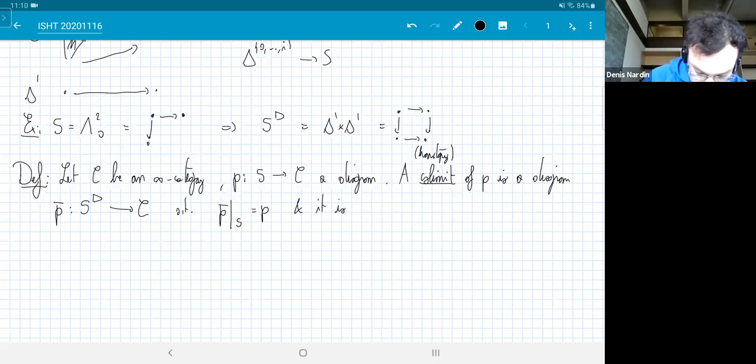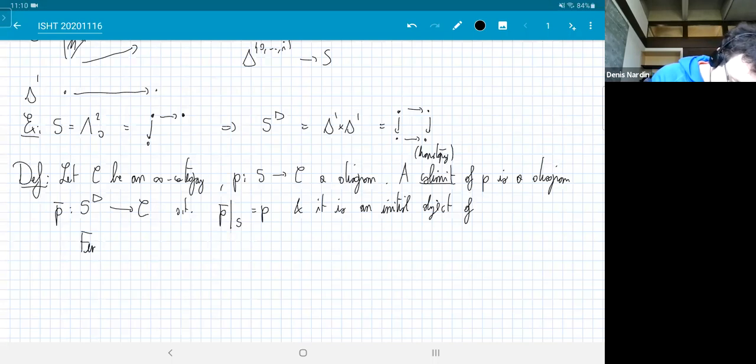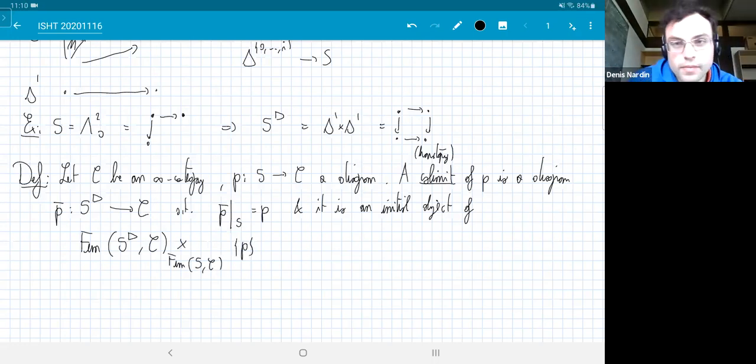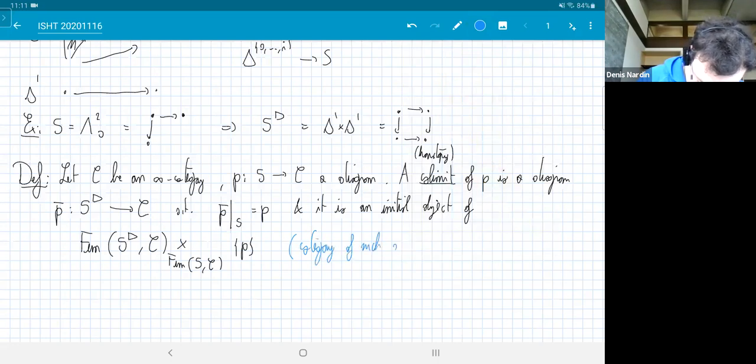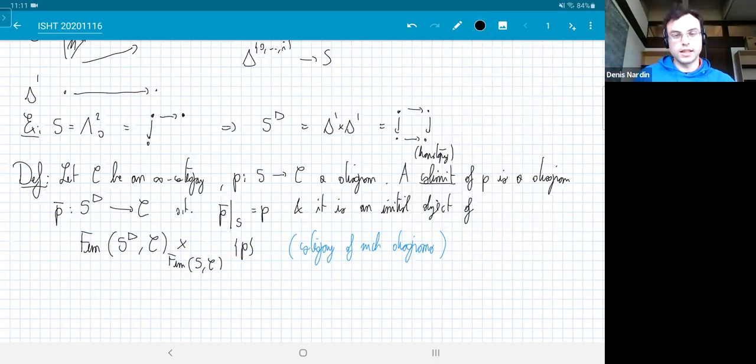and it is an initial object of the category of such diagrams, which I'm going to write as Fun S cone, C restricted over P, the category of such diagrams. When I was back in undergrad and I opened Mac Lane's Categories for the Working Mathematician, this was literally the definition of colimit that is in that old book. I don't know how it relates to the definition of colimit you've seen in your studies before, because there are various ways of defining colimits, and also in infinity category land there are various ways of defining colimit. I'm just choosing this one because I think it's the closest to the classical one.